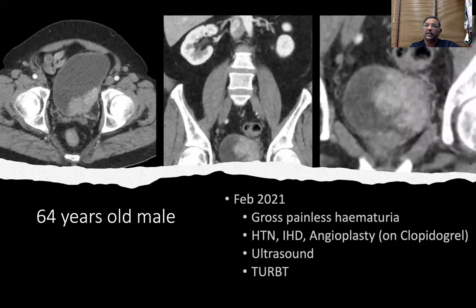So this is another case of a 64-year-old male who had gross painless hematuria. He's hypertensive, with ischemic heart disease, angioplasty, on clopidogrel. His ultrasound and CT are being shown here, and you can see a significant large bladder growth on the posterior and the left lateral wall.